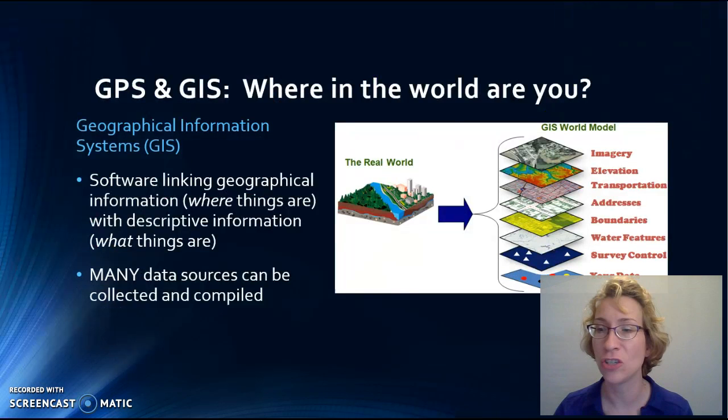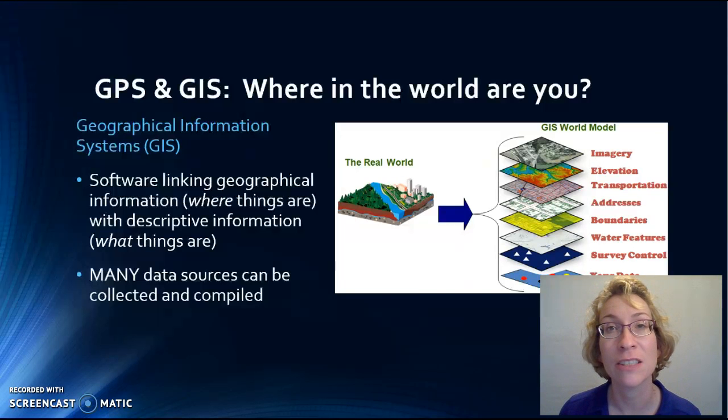So now let's talk about GIS. GPS was a system of satellites. GIS is software. This software, the product is always an image-based map, and it's comprised of many layers of data, including geographical data, or where something is, and descriptive data, or what something is. And this data can be almost anything.